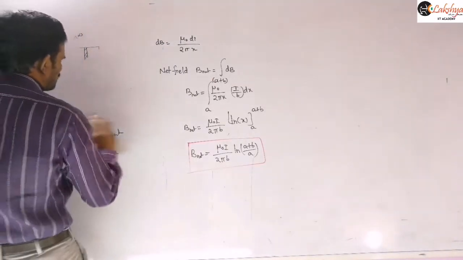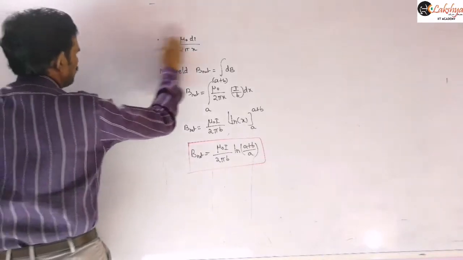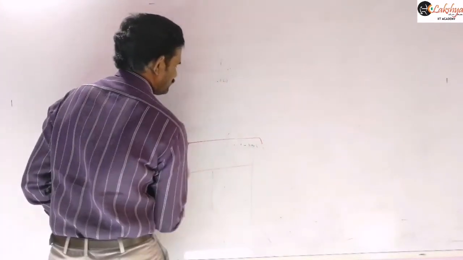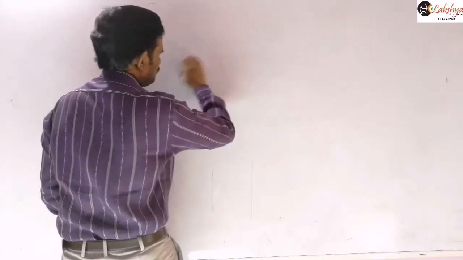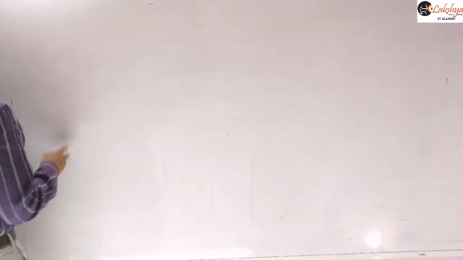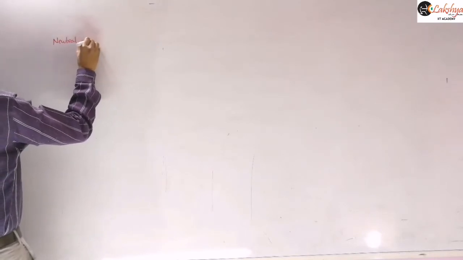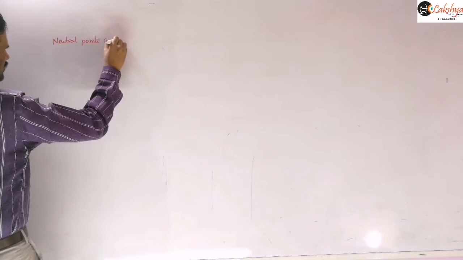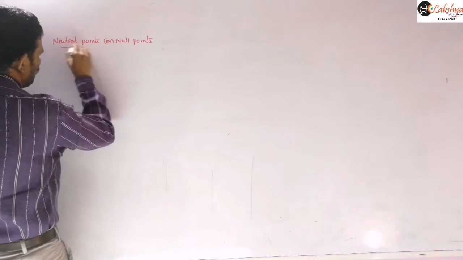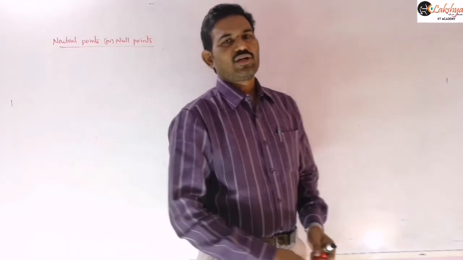And next, a small definition will be there, like neutral point. So let us write about these neutral points, or null points. In electrostatics also, we discussed already about these neutral points or null points.